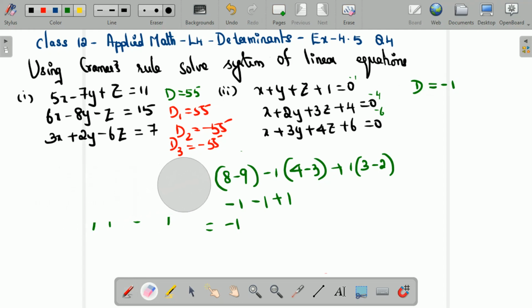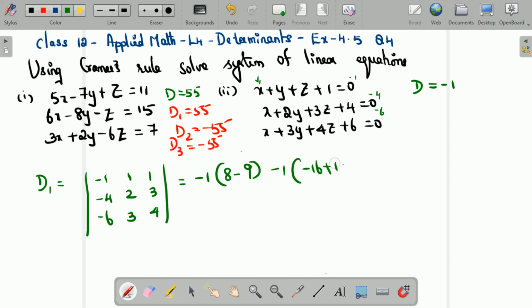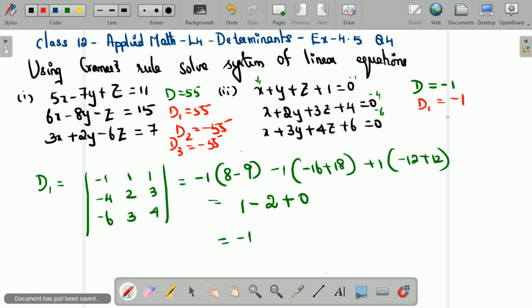Now let's evaluate D1. The coefficients of x are going to be replaced by this value. In this case, it is minus 1, minus 4, minus 6, 1, 2, 3 and 1, 3, 4. If you evaluate, this is minus 1 into 8 minus 9, minus 1 into minus 16 plus 18, plus 1 into minus 12 plus 12. So in this case, it's 1, minus 1 into 1 is 1. Then this is going to be 2 and there is a minus sign, so it is minus 2 plus 0. So the answer is minus 1. D1 is equal to minus 1.